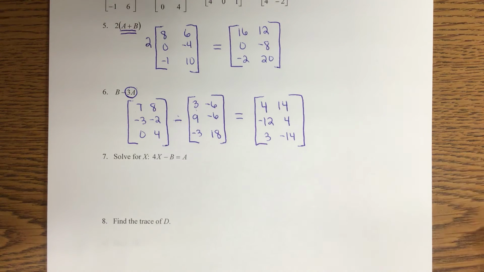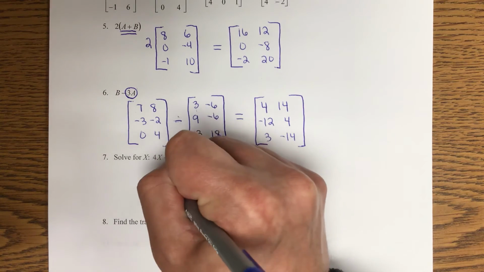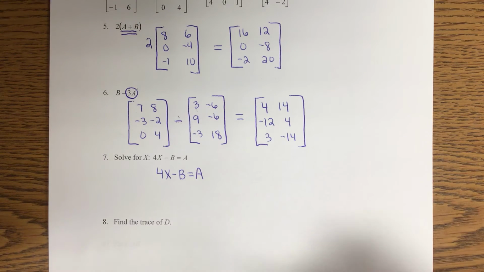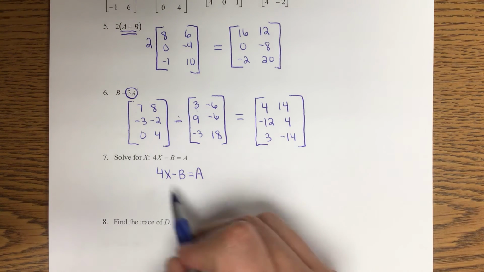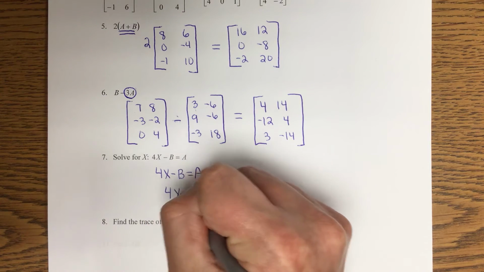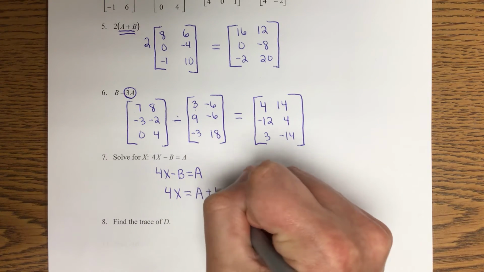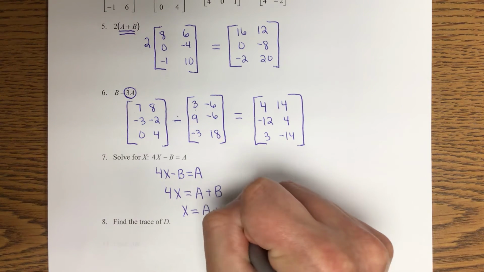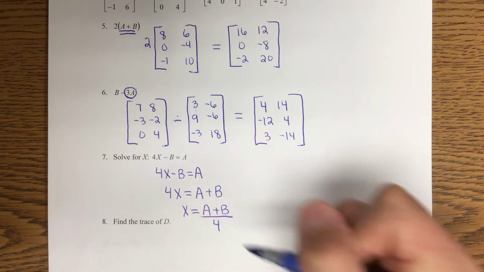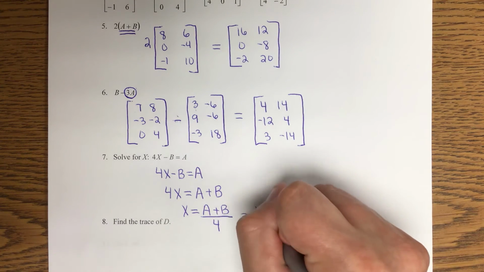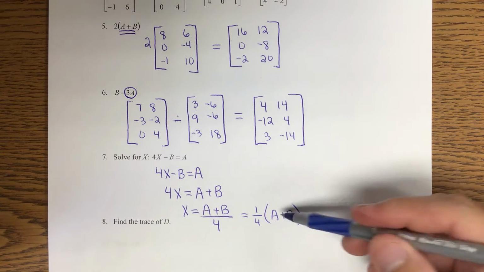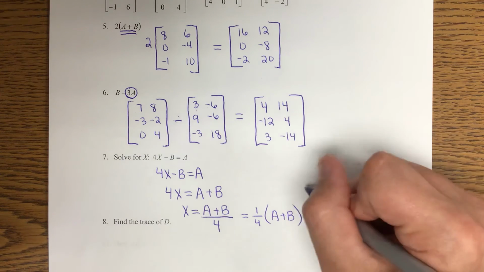You can even put some algebra into the mix here. So for number 7, I have 4x minus B equals A. That's an algebraic equation where they want you to solve for x. So I'll start by adding the B over. And then to get x by itself, I'm going to divide by 4. And when you divide something by 4, it's the same thing as multiplying it by a fourth. So all they want you to do here is add A and B together and then multiply it by a fourth.